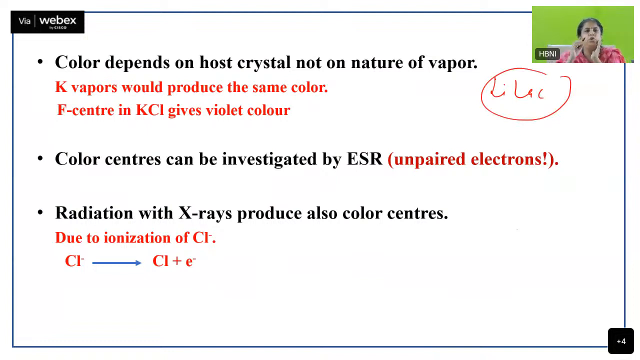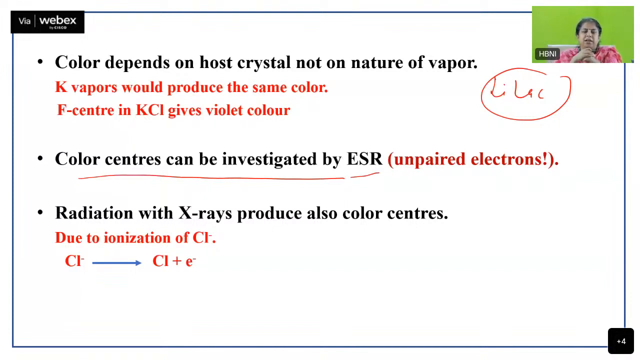Okay. And how can you investigate? Of course, we'll talk about how you can investigate different types of defects. But here, since we are talking of an unpaired electron, color centers can be investigated by ESR, because we're talking of an unpaired electron. What is ESR? It is electron spin resonance. Now, these color centers can be produced by exposing to radiation also.